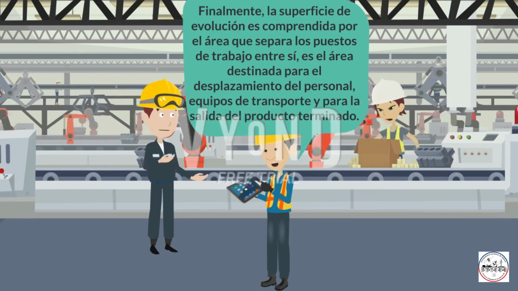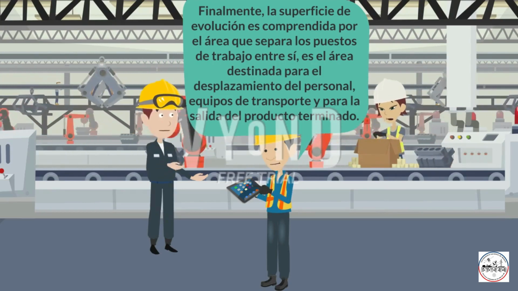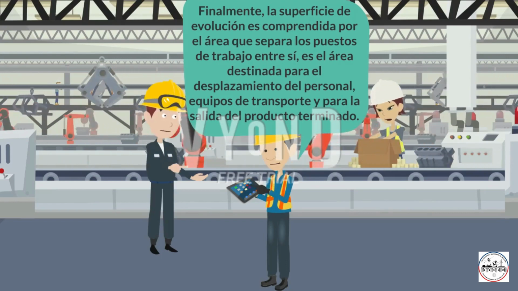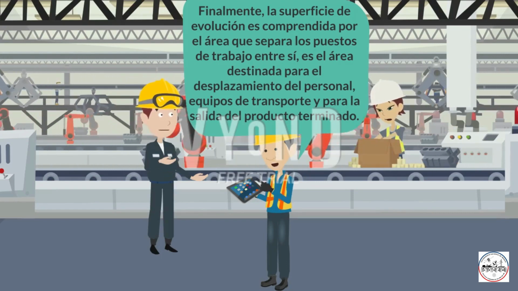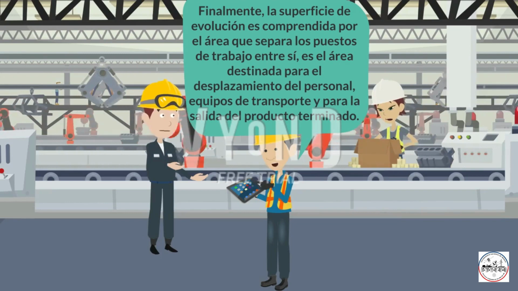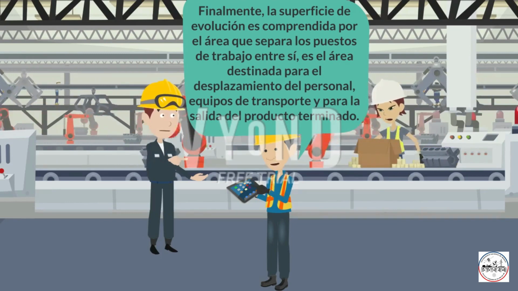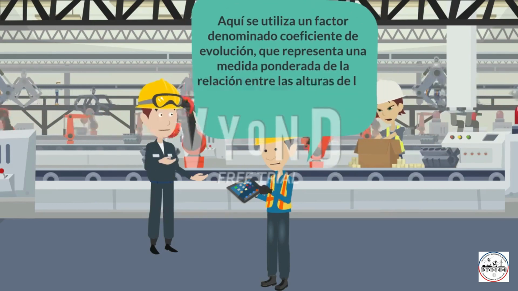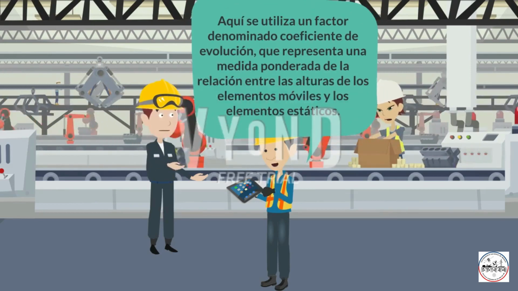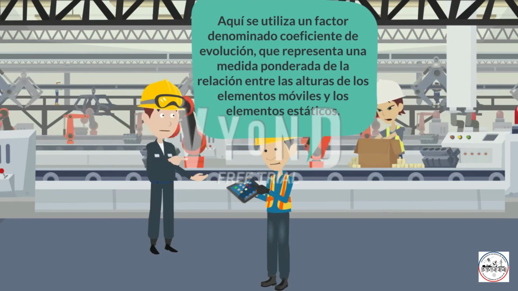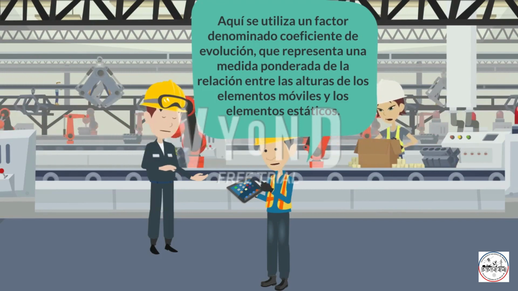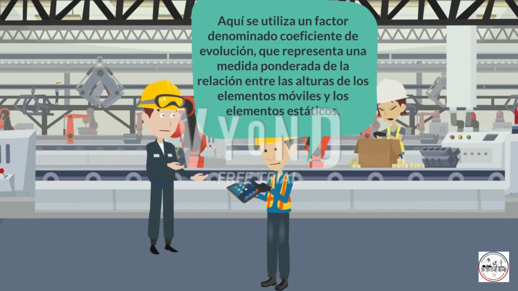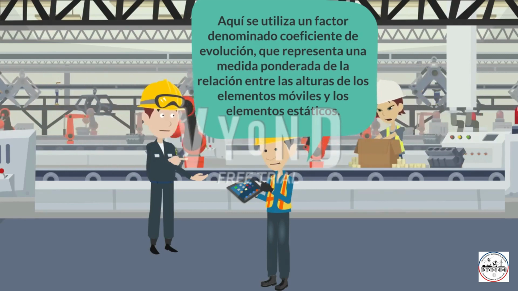Finally, the evolution surface is comprised of the area that separates the workstations from each other, an area intended for the movement of equipment or means of transport, personnel, and for the exit of the finished product. Here a factor called evolution coefficient is used, which represents a weighted measure of the relationship between the heights of the moving elements and the static elements.